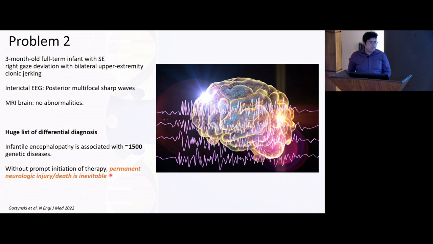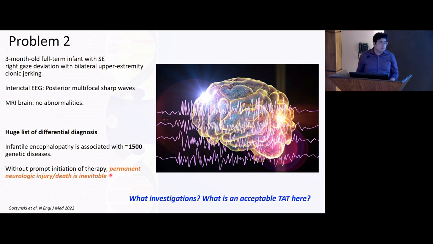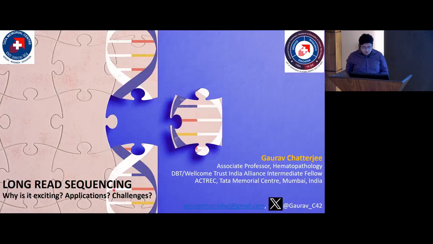So if you really have to attempt a genetic sequencing in this case, what test could it be? And what is an acceptable TAT here when every minute is important for the child's life? So with these two problems in the background, we start our topic today, which is on long-read sequencing.